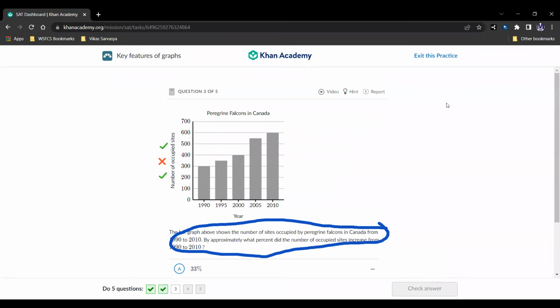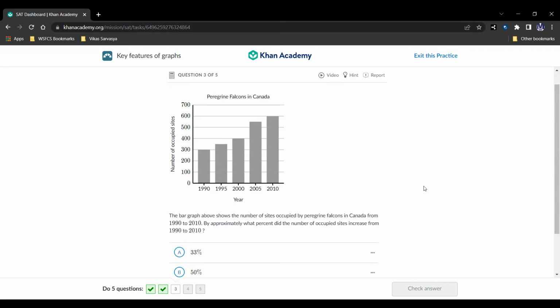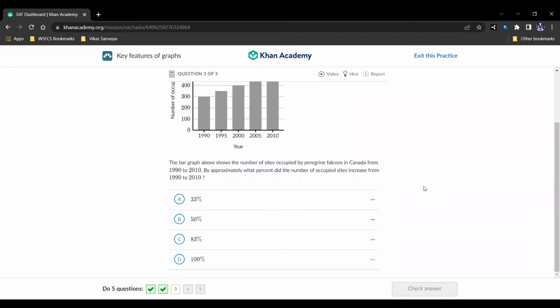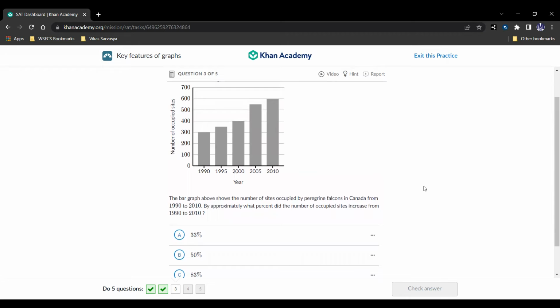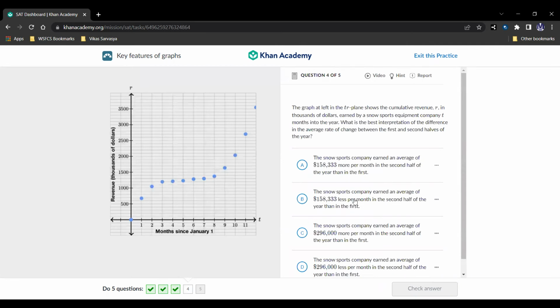All right. So the next question, we have peregrine falcons in Canada, number of occupied sites versus year from 1990 to 2010, going by 5 years at a time. The bar graph, and we're asked by approximately what percent did the number of occupied sites increase from 1990 to 2010? Started at 300, we ended up at 600, so we doubled. So we had a 100% increase, which is doubling. And let's move on to the next question.